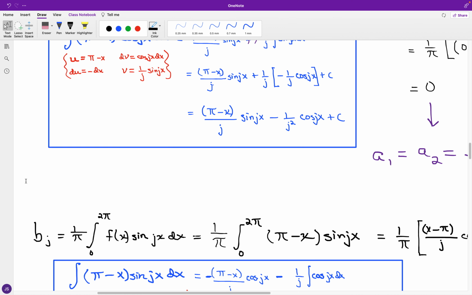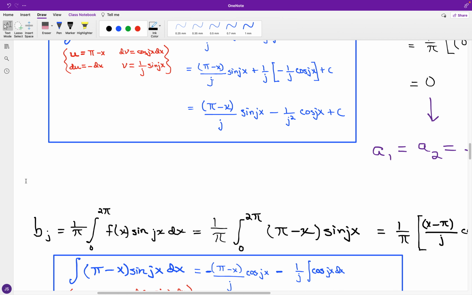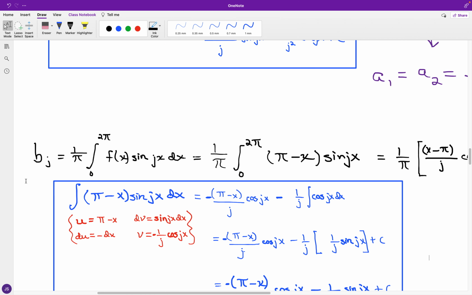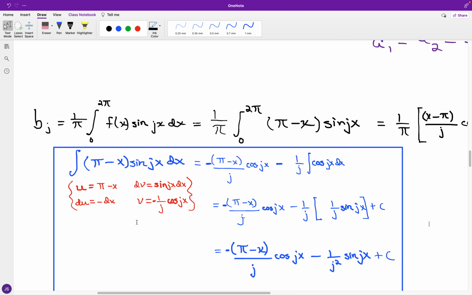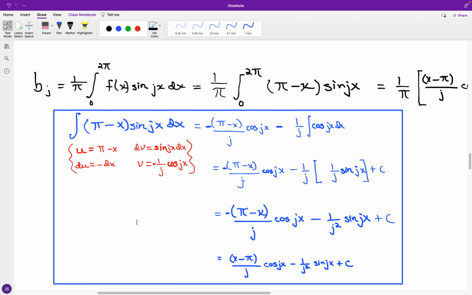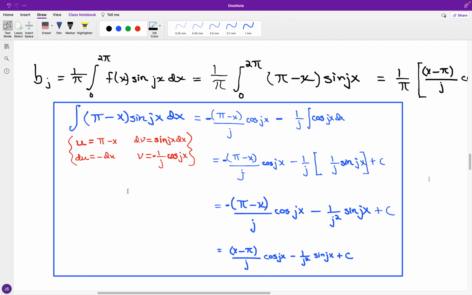Now looking at the coefficients originating from b sub j. Again, b sub j is equal to 1 over pi times the integral of f of x times the sine of jx dx, and f of x is pi minus x. Carrying this out with integration by parts, we have u equal to pi minus x, the differential du is equal to negative dx, and for dv we have the sine of jx dx, with antiderivative negative 1 over j times the cosine of jx.